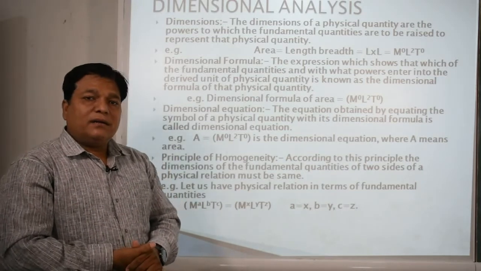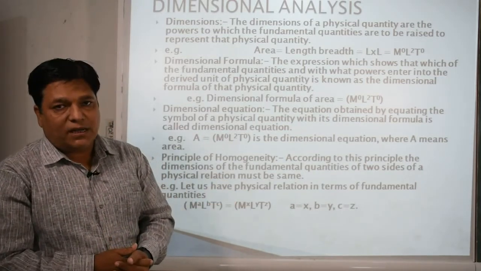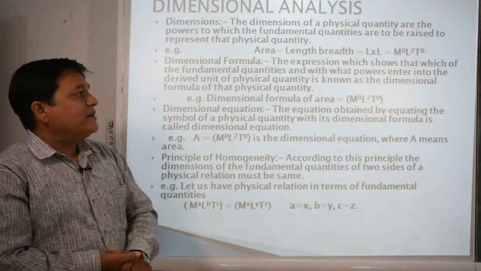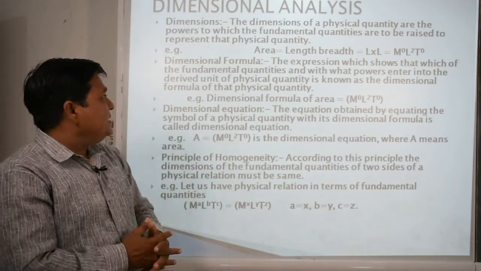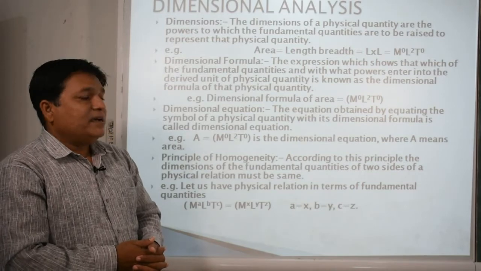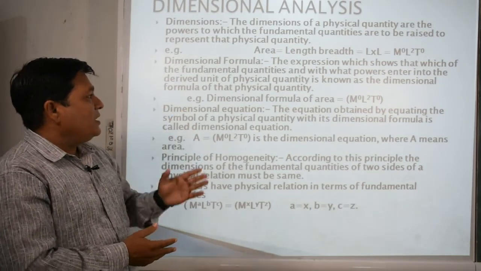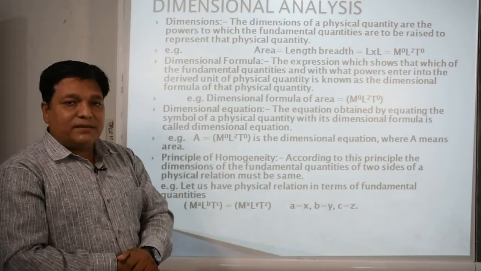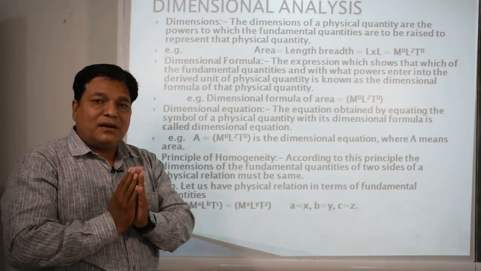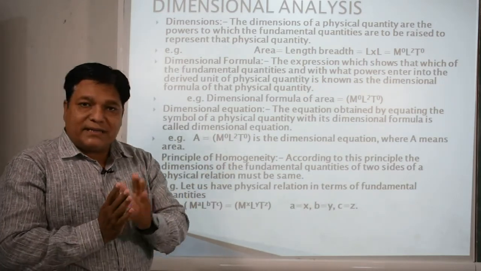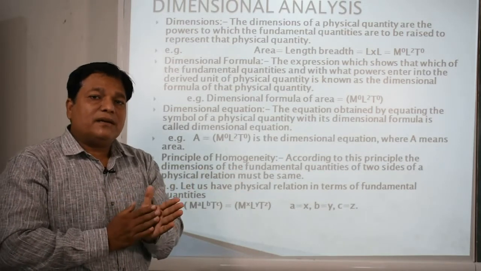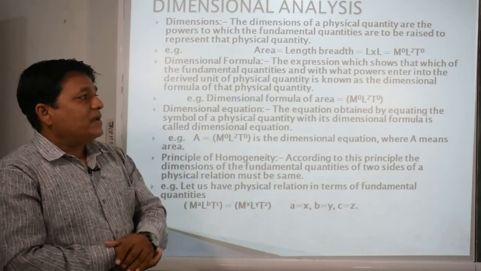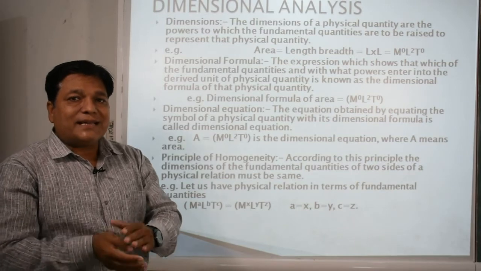Dimensional formula: by using this dimension we make the dimensional formula. What do you understand by dimensional formula? The expression which shows which of the fundamental quantities, with what powers, enter into the derived unit of a physical quantity is known as the dimensional formula of that physical quantity. For example, we have taken area. Area is equal to length into breadth. Length is denoted by L, and breadth is also denoted by L, because in breadth also we measure the length only. So L into L is L square. So we write this formula, L to the power 2, but there is an absence.